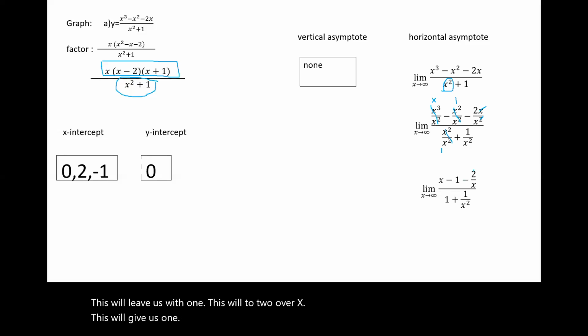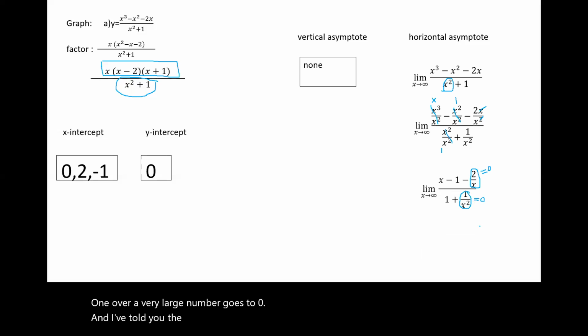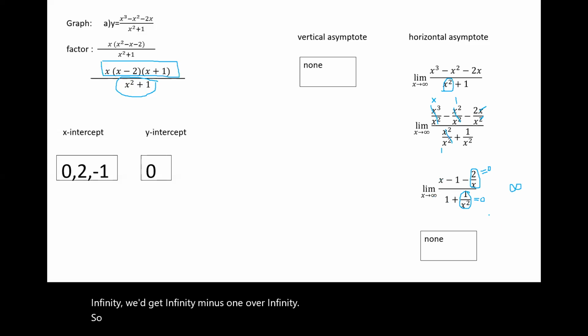As x approaches infinity, 2 over a very large number goes to 0. 1 over a very large number goes to 0. And I've told you the answer is none, so let's just back up a minute. So as you approach infinity, we'd get infinity minus 1 over infinity. So infinity. So that is definitely not a horizontal asymptote.